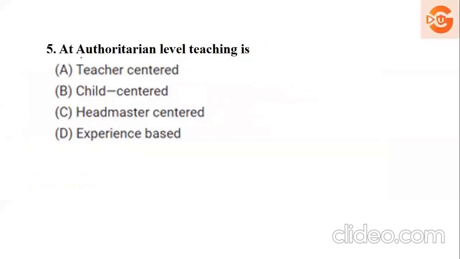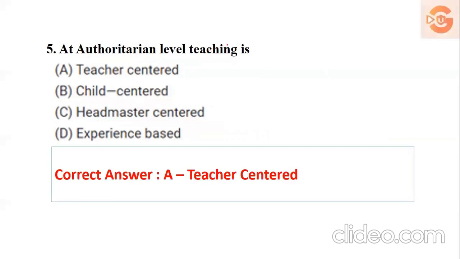The next is the authoritarian level of teaching. I mean to say, what is it centered at? Whether it is authority level, is it teacher centered, is it child centered, is it headmaster centered, or is it experience based. So we know in a classroom, we are talking about the education system. We are talking about the teacher and a student. So when we have these two factors, the authority definitely is teacher centered. So the answer for this question is option number A, that is teacher centered.